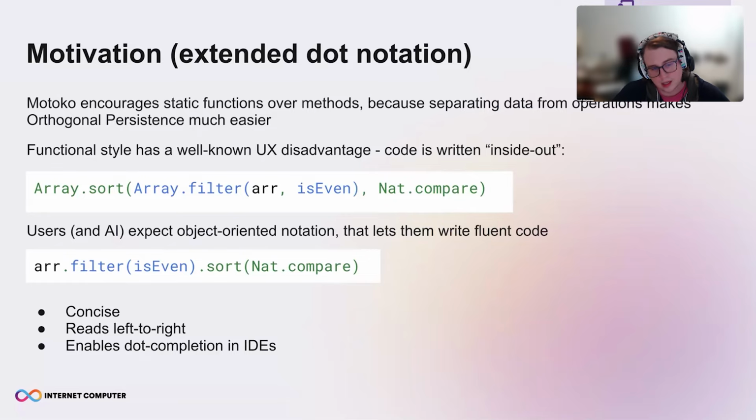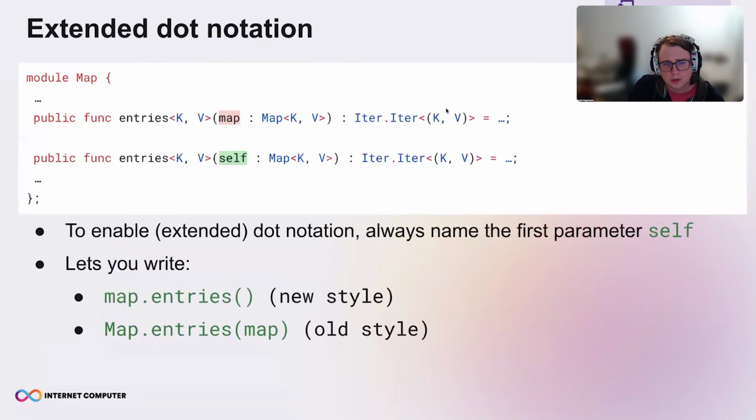But users, and as we found out, AI also expect this object-oriented notation, which lets you write left to right and reads a lot more fluently. It also enables dot completion in the IDE. Next slide, please. The way we do this is very easy. If you name the first parameter in your function self, it is now available for this extended dot notation. So you can either write map.entries in the new style, or you can call the function as previously, using the functional style.